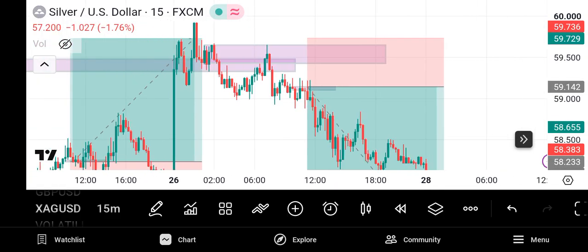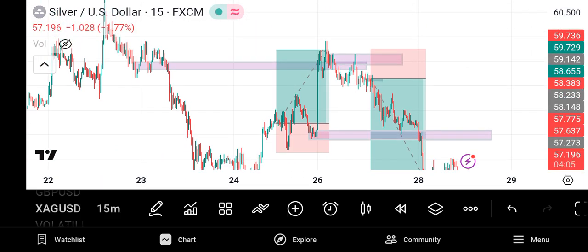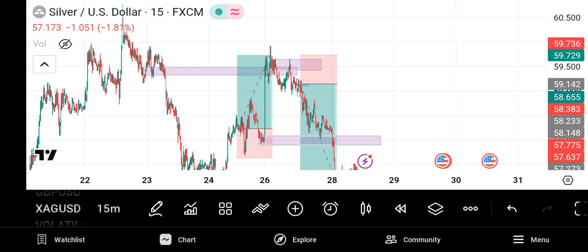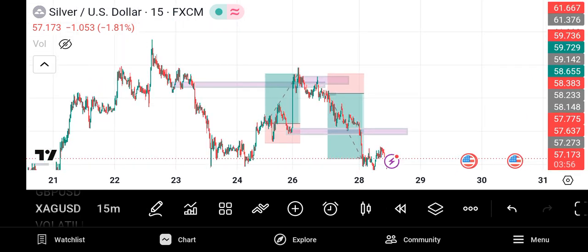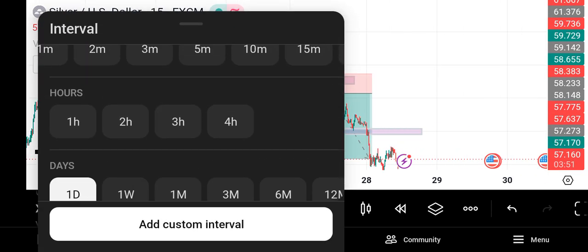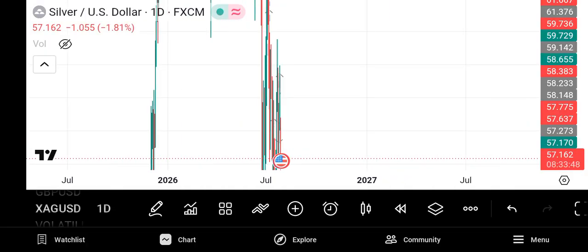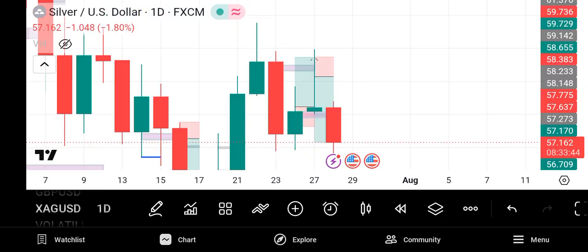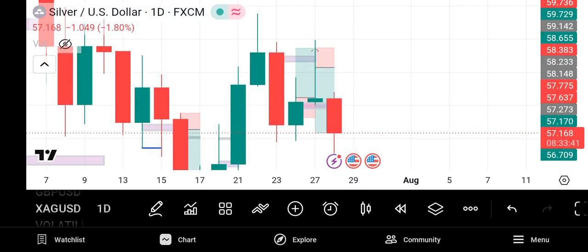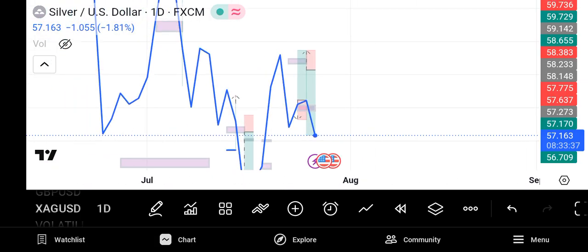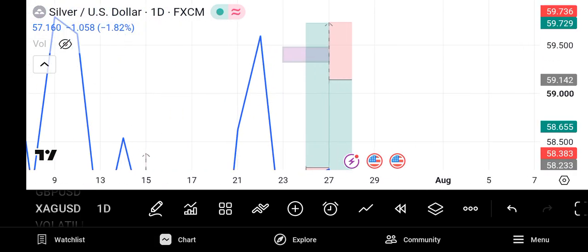Simple. After I have seen this point that has stopped at this supply zone, I will not just rush and enter the sell. First of all, I will use my daily time frame, which is my multi time frame analysis. So I use multi time frame analysis first. Now, I like to play with my line chart. I think it helps me with that.